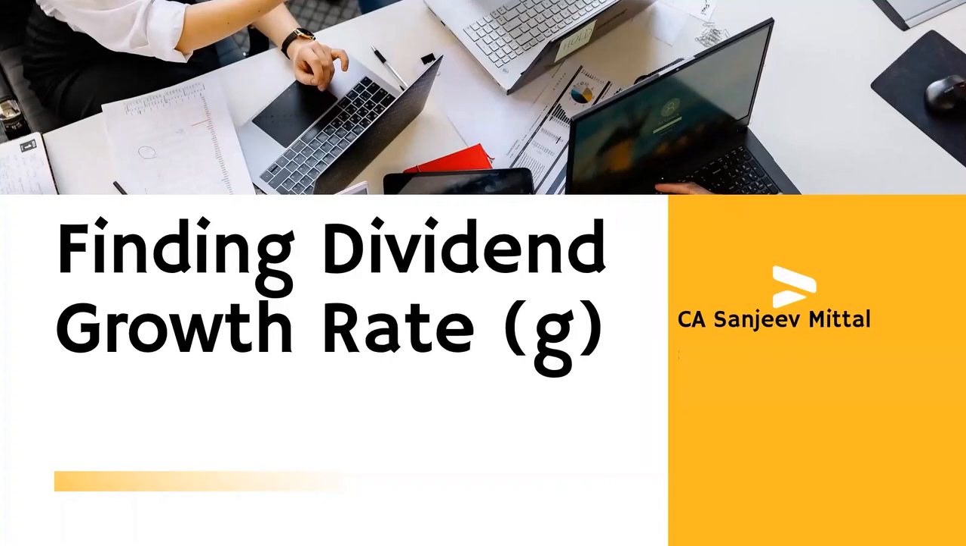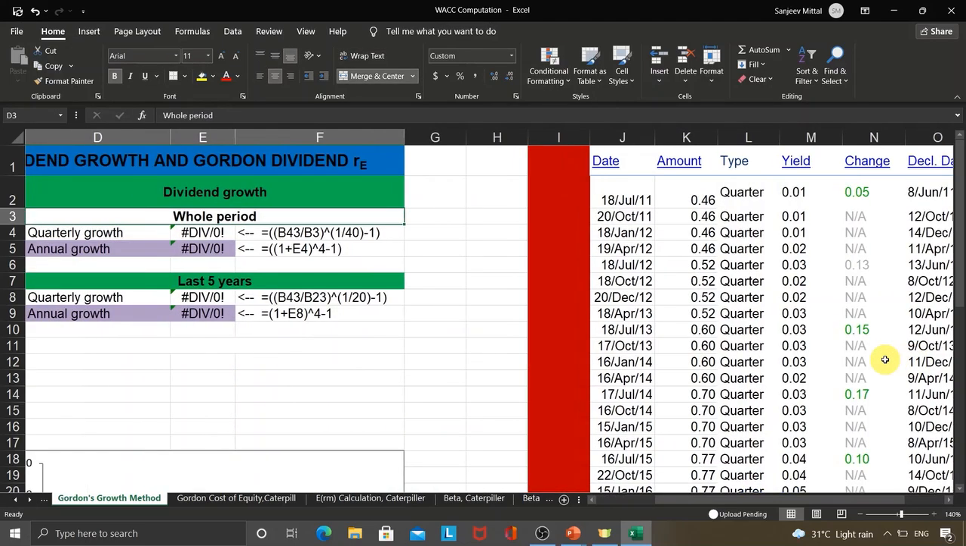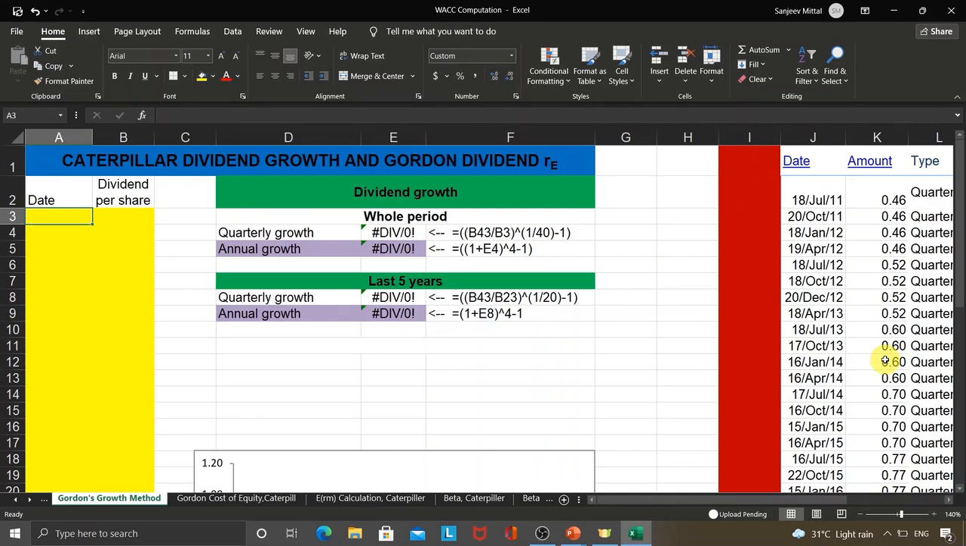I welcome you all. Let's try to find out the dividend growth rate. For finding the dividend growth rate, we already know that we have taken the dividend details of the company, and after taking these details, I have prepared one Excel sheet for you.